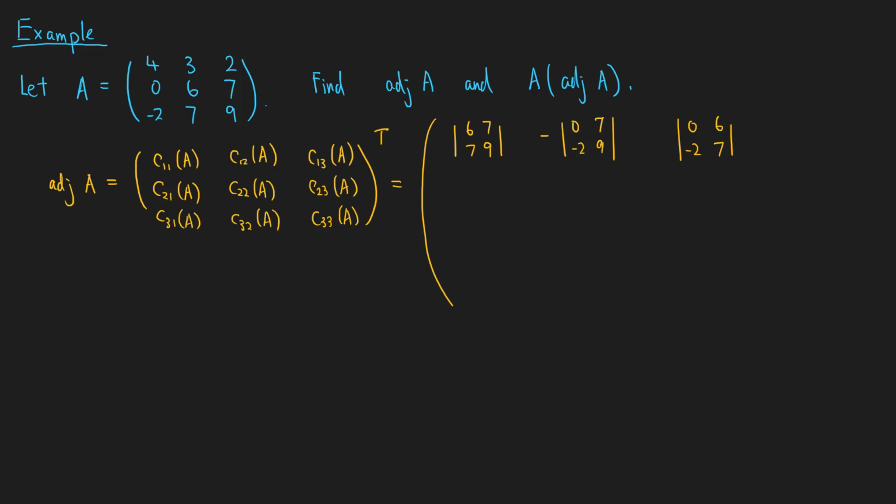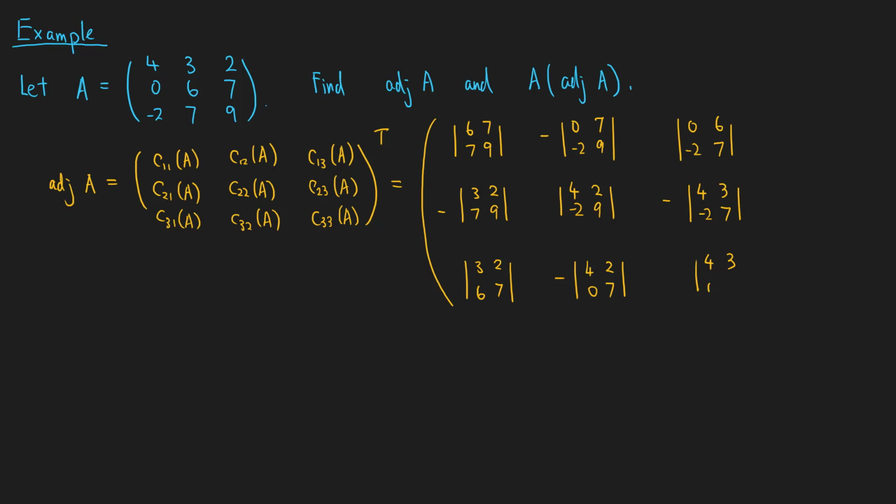6, -2, 7, C21 is the negative of the determinant of 3, 2, 7, 9, C22 is the determinant of 4, 2, -2, 9, C23 is the negative of the determinant of 4, 3, -2, 7, C31 is the determinant of 3, 2, 6, 7, C32 is the negative of the determinant of 4, 2, 0, 7, C33 is the determinant of 4, 3, 0, 6. Computing the determinants, we have the transpose of the matrix 5, -14, 12, -13, 40, -34, 9, -28, 24.